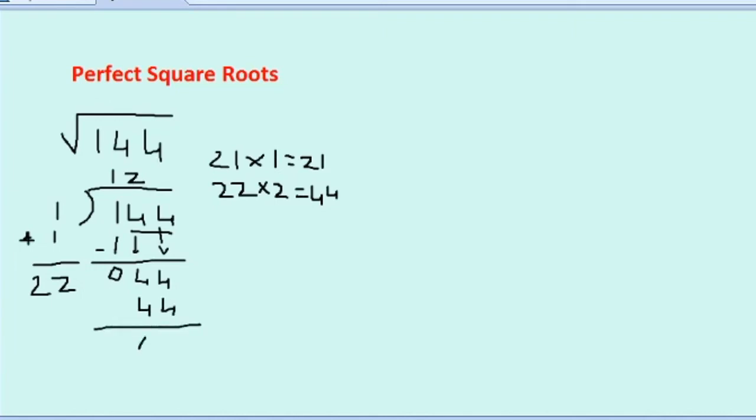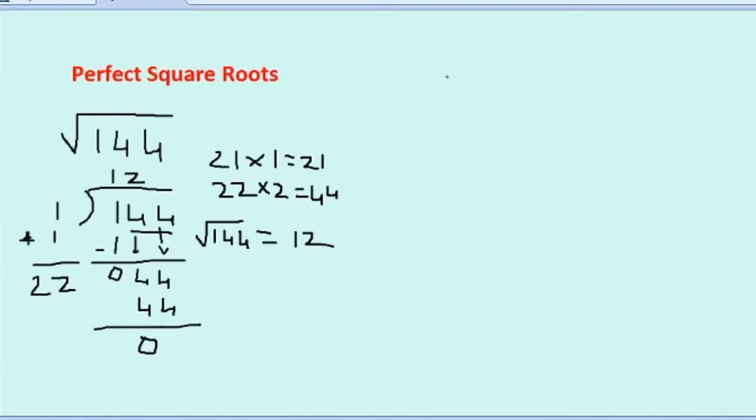So our remainder here becomes 0. Remainder is 0 means problem is over. So our answer will be 12. So we can say that root 144 is equal to 12. Okay. This is how we find the square root by division method.